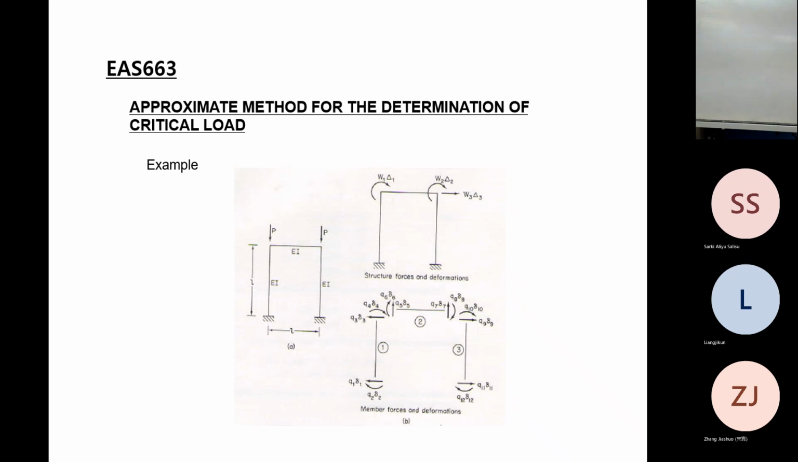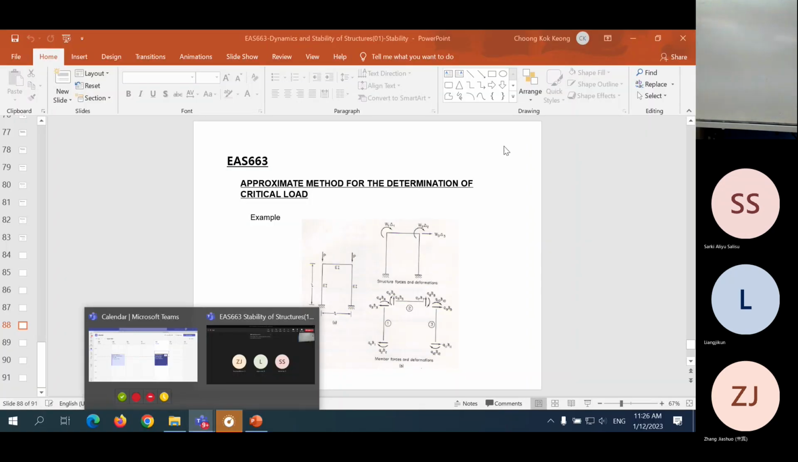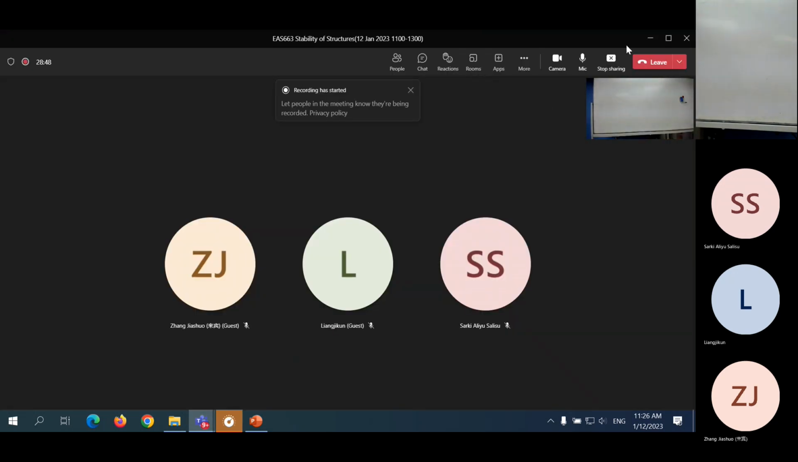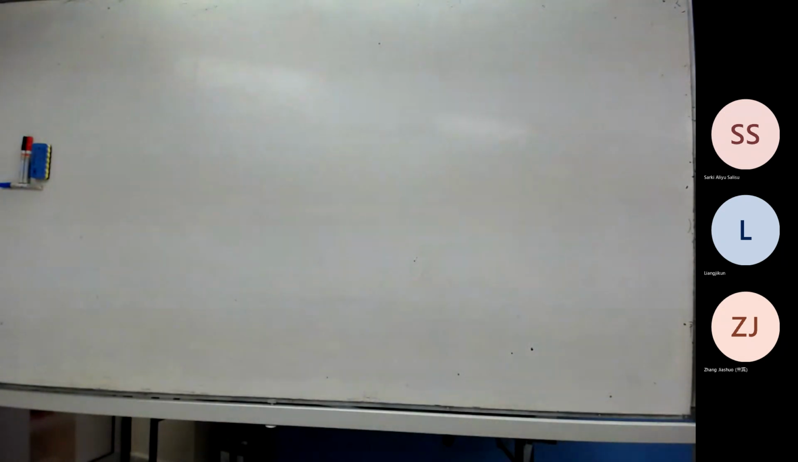Now, in order to relate to structure displacement, we need to form a matrix that we call the B matrix. Okay, the B matrix. I'm going to show to you now the B matrix.